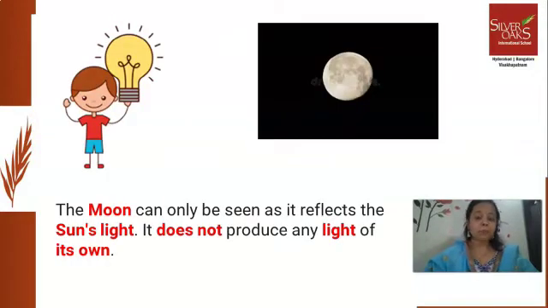I have a scientific fact for you. Look here, what is this? Moon. The moon can only be seen as it reflects the sun's light. It does not produce any light of its own. It absorbs sunlight during the daytime and that is how we can see the moon at night time. Is it interesting?